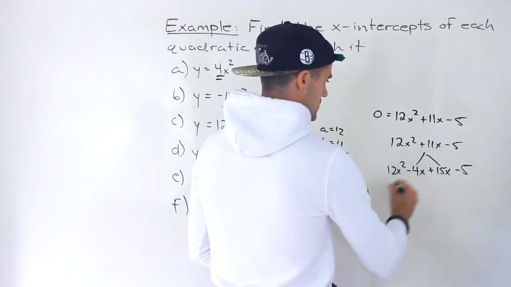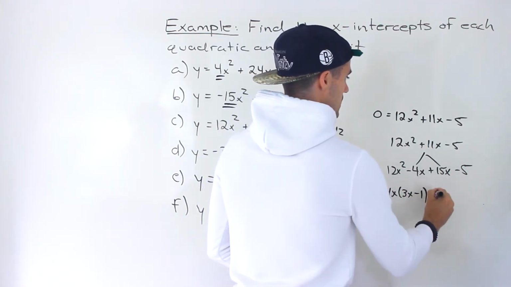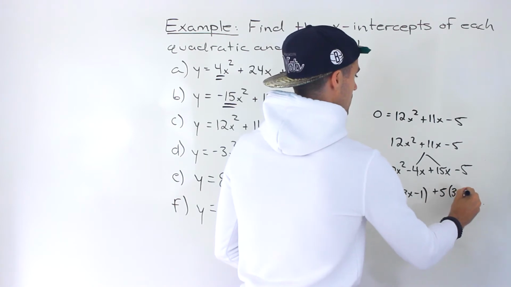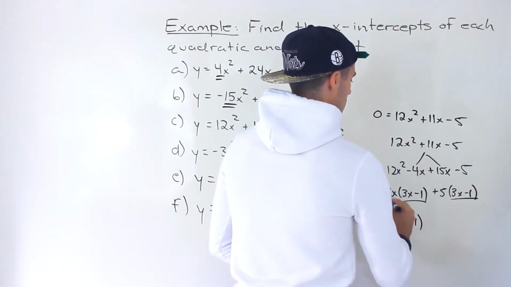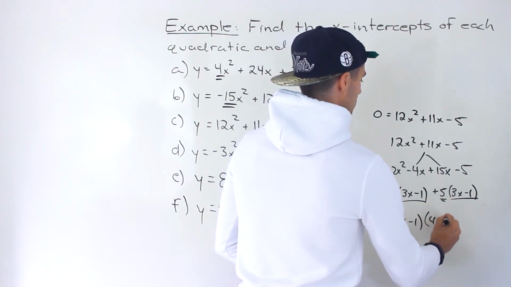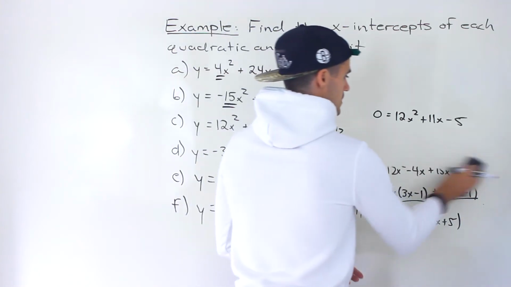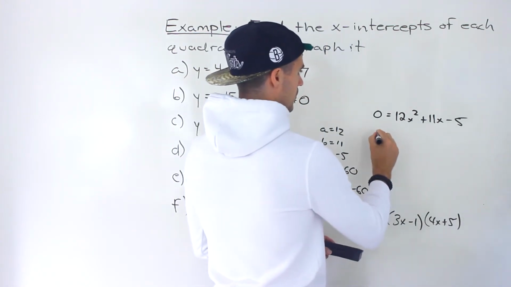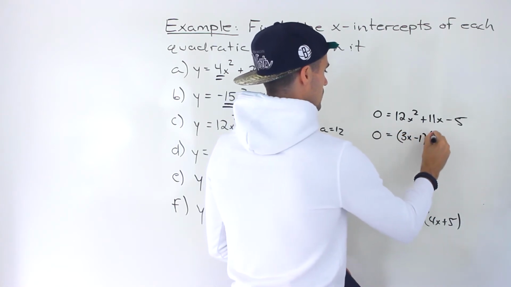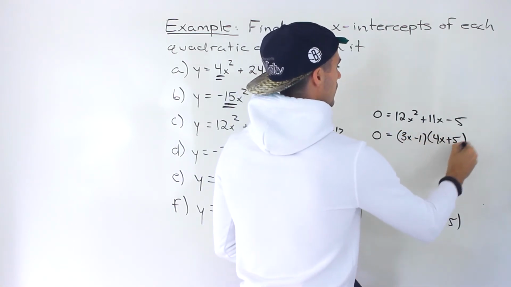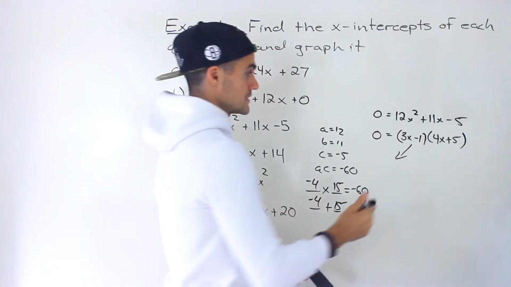Like this, and then from these two we could take out a 4x, so we'd be left with 3x minus 1. Then from these two we could take out a 5, we'd be left with 3x minus 1. Then we could take out a 3x minus 1, and we'd be left with 4x plus 5, like that. Okay, so going back to the equation, this factors into (3x minus 1)(4x plus 5). Right, so now we could solve for the x-intercepts with these two factors.